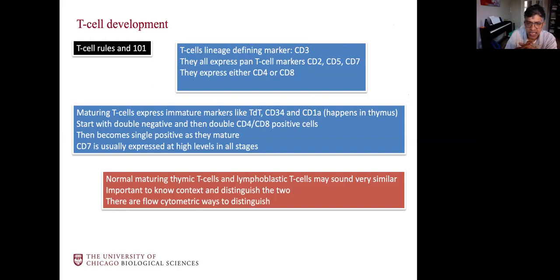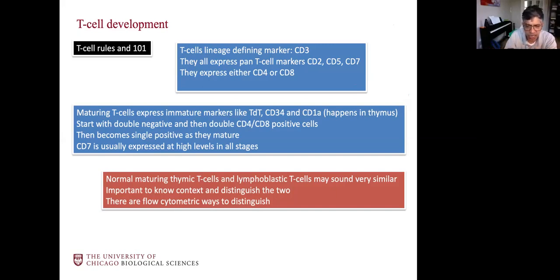And all T cells that are mature should express the same amount of CD2, CD5, and CD7. T cells can only be either CD4 or CD8. They cannot have both molecules at the same time. There's a reason. And maturing T cells usually express markers like TdT, CD34, or CD1a. And all of this happens in the thymus. Normal maturing T cells usually are negative for both CD4 and CD8. And at one point in their maturation, they express double CD4 and CD8. And after they mature further into proper T cells, they are either CD4 or CD8.